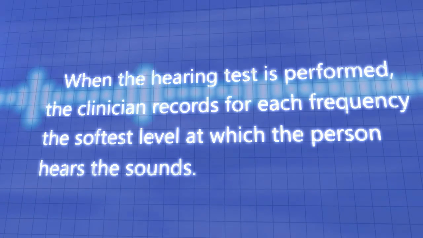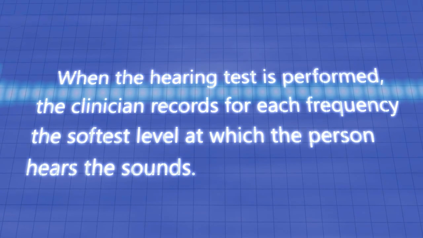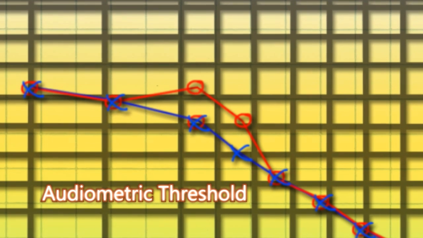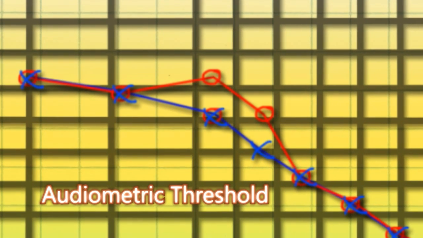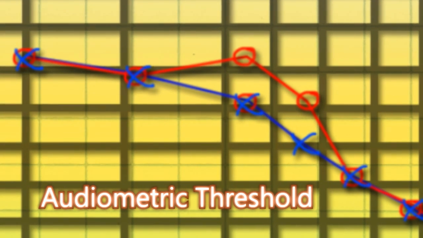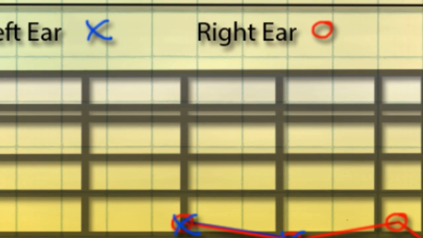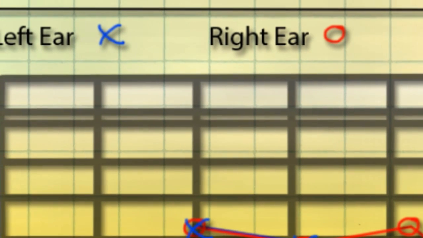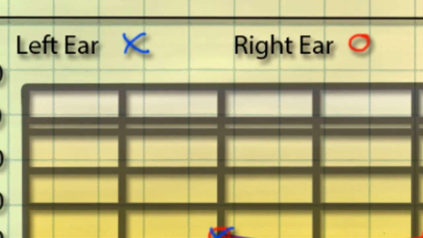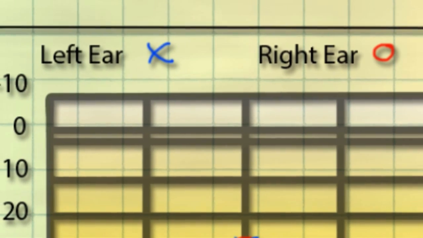When the hearing test is performed, the clinician records for each frequency the softest level at which the person hears the sounds. This is known as the audiometric threshold. The audiometric threshold can be different at each pitch and different in each ear. In the audiogram, these thresholds are plotted for both the right and the left ears, using symbols where O represents the right ear and X represents the left ear.